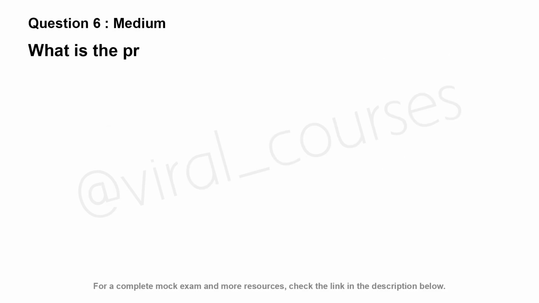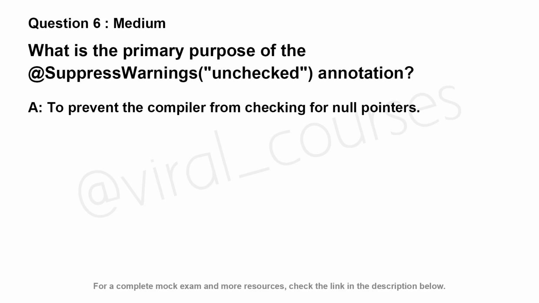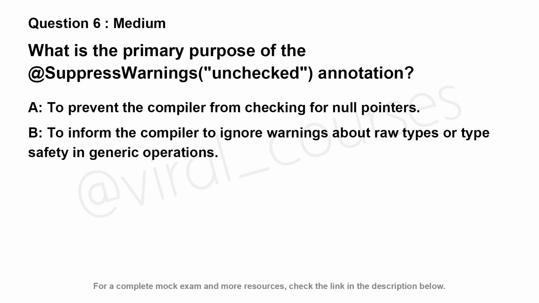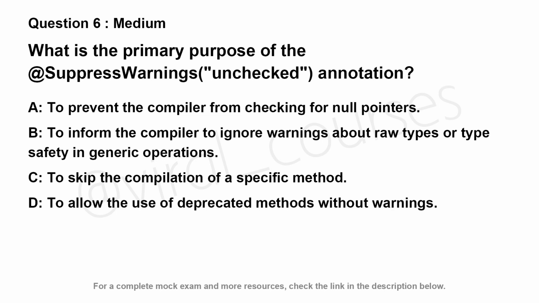What is the primary purpose of the @SuppressWarnings("unchecked") annotation? Option A. To prevent the compiler from checking for null pointers. Option B. To inform the compiler to ignore warnings about raw types or type safety in generic operations. Option C. To skip the compilation of a specific method. Option D. To allow the use of deprecated methods without warnings.